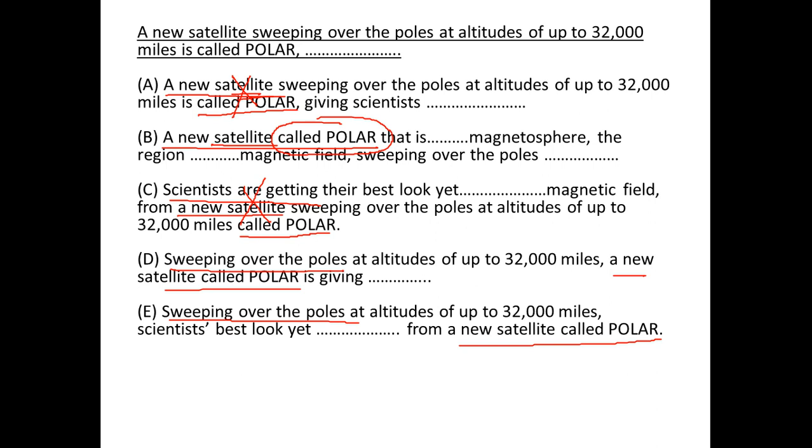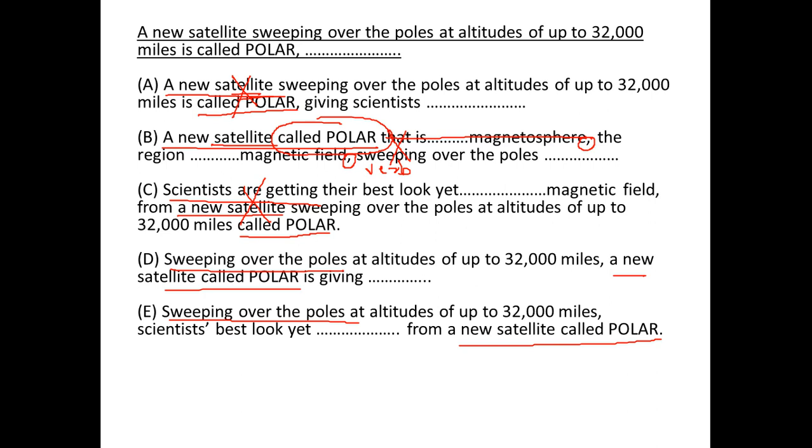In all the three choices we'll just look at the structure, that means we'll look at the modifier, subject and verb. Now in option B it says a new satellite called Polar, now this is a modifier, so if there's a comma that means a modifier begins, so there has to be a second comma, and after the second comma we need to have a verb. But in option B the verb is missing after the second comma, so that is wrong.